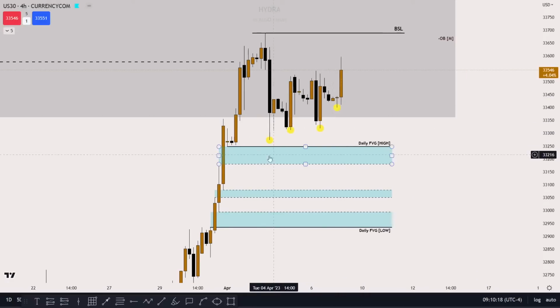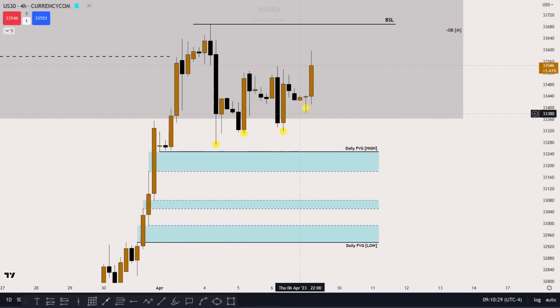So for that, this 4-hour imbalance makes more sense to me as a high probability target for price to come down. Why? I just explained it to you, because of these relative equal lows, right? Price did not tap into this daily fair value gap. Do you see any candle closing or any candle wicks inside of this 4-hour fair value gap? No. So this is an unfilled fair value gap, and what price will hunt is unfilled fair value gap and liquidity. We have liquidity here, and we have an unfilled fair value gap here, right?